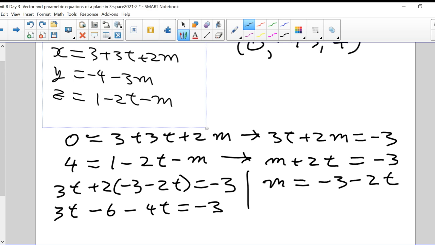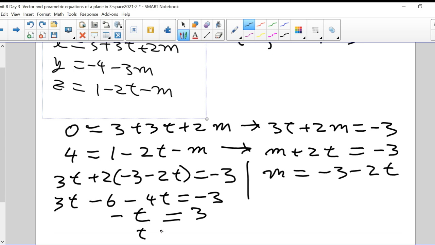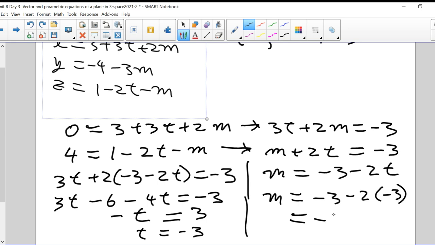I think that's good. And then I'm going to put the minus 3 on that side, which gives me positive 3. And this looks like minus t to me. So that means that t is equal to minus 3. All right, and therefore m is equal to minus 3 minus 2 times minus 3. So that's minus 3 plus 6, which is equal to positive 3. So positive 3 and negative 3.